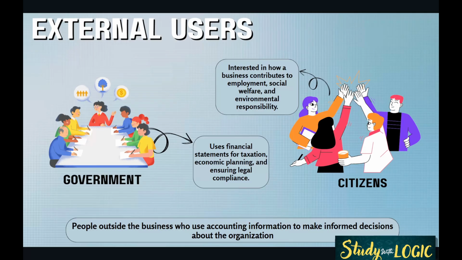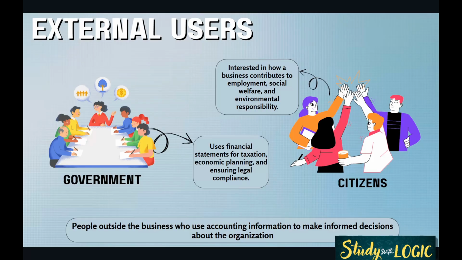Government uses accounting data for taxation, regulation, and policy making. They ensure companies comply with laws and pay correct taxes. For example, the tax department audits a retail company to verify whether it has reported its income and paid appropriate tax on the income that it has earned.